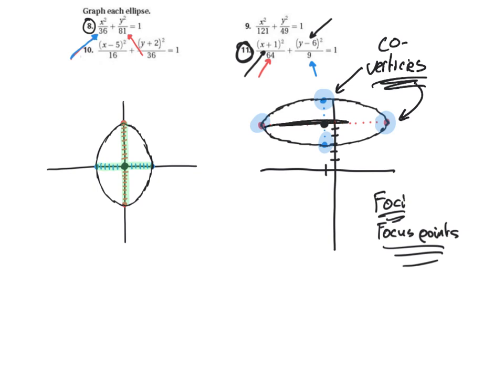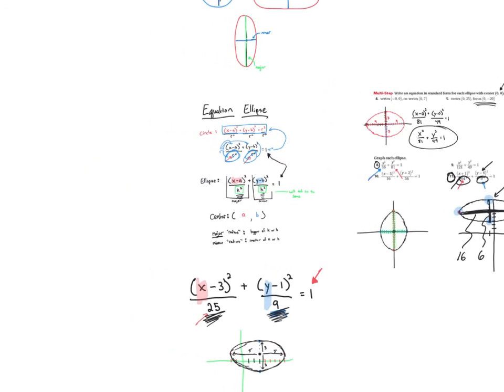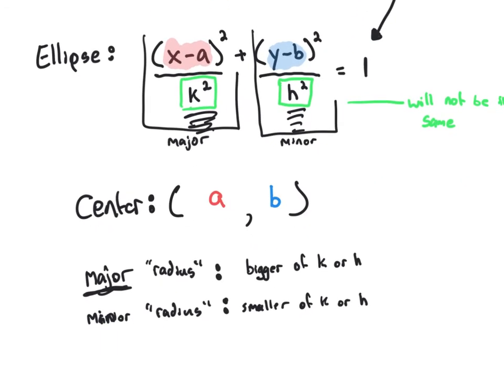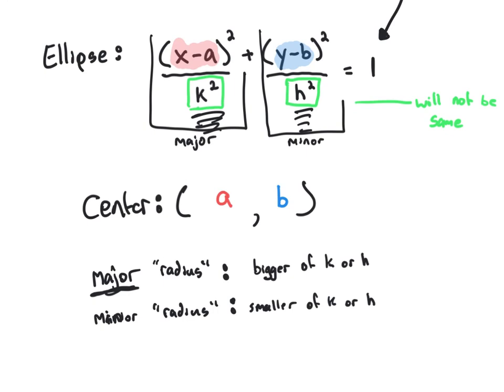So my major length is a total of 16. My minor length is a total of 6. But how do we get that? It's by square rooting these numbers and doubling it because it's a radius. You're going to go both directions from the center. So take that into account. What you need to know is the equation of your ellipse, how to find its center, how to shift it, and what your major and minor radii are.